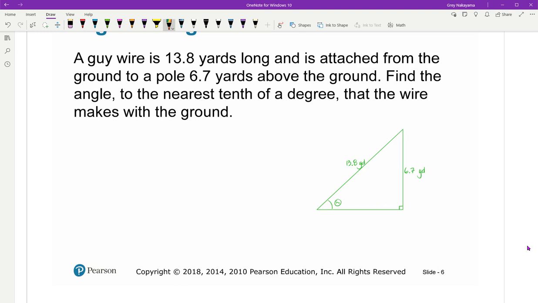So again, angle theta, 6.7 is opposite angle theta. 13.8 is the hypotenuse because it's opposite my right angle. And that's opposite over hypotenuse, the sine function. So sine of theta is 6.7 over 13.8. When I'm looking for the angle, I write it this way because it helps me remember which button on the calculator I need. So theta equals 29.046, and that gives me an answer to the nearest degree of 29 degrees.